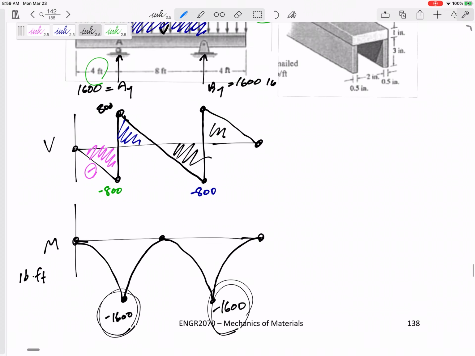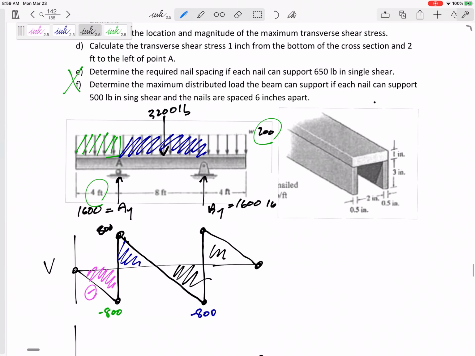Let me see if I have room on this page. I'm going to use the I for VQ over IT. That's just the I of the shape of the cross section. So maybe it'll be given. Some are given. This one's not given. We're going to have to calculate the moment of inertia, and this is the I about the neutral axis. I don't even know where the neutral axis is yet.